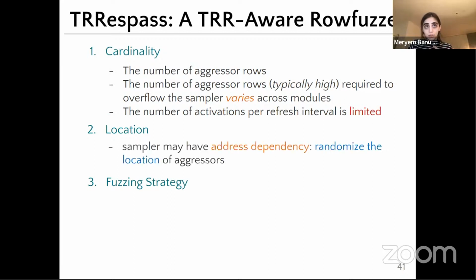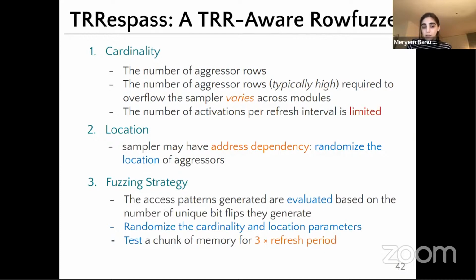And the second one is the location, which is the relative addresses of the aggressors. It is randomized to maximize the probability of bypassing address-dependent TRR mitigations. For TRRespass, the access pattern is good if the number of unique bit flips it generates is high. TRRespass randomizes the cardinality and location parameters and evaluates the number of unique bit flips. It tests a chunk of memory to make the testing time practical. And for each chunk, it performs a test for 3 refresh periods to make sure that the victim rows are hammered for at least an entire 64 millisecond interval before they refresh.